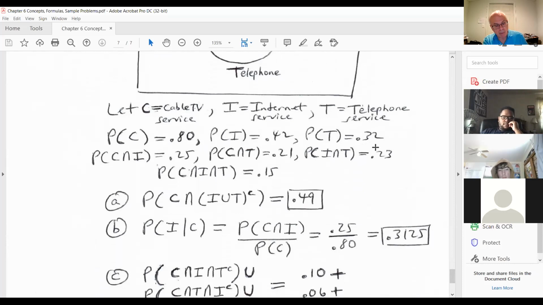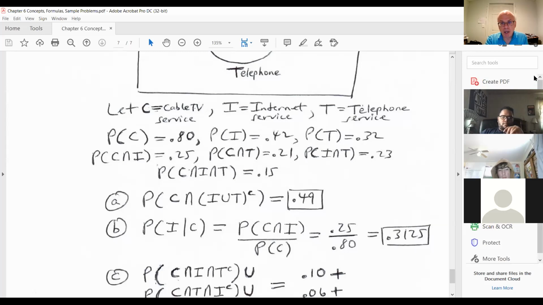telephone? Now, they don't use the word probability. What they do is they tell you the percentage of their customers that have cable, the percentage that have internet, the percentage that have telephone. Well, you're going to convert those to decimals, and they're going to be your probabilities. They also give you the rest of this information. They say the percentage of people who have cable and internet is 25%, cable and telephone, 21%, internet and telephone, 23%, and then there's 15% of the customers who have all three.